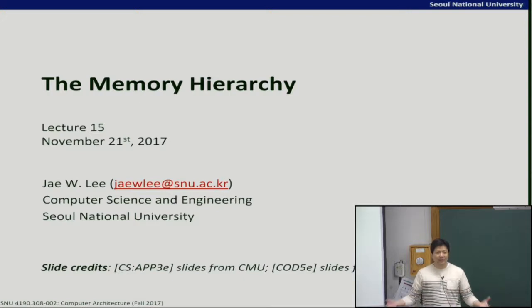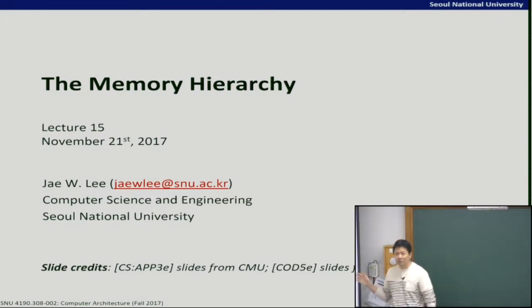After you take this computer architecture class, I want you to really remember at least two things. The two things to remember: the first one is pipelining, and the second one is cache. Those are the two most important topics in this computer architecture course.